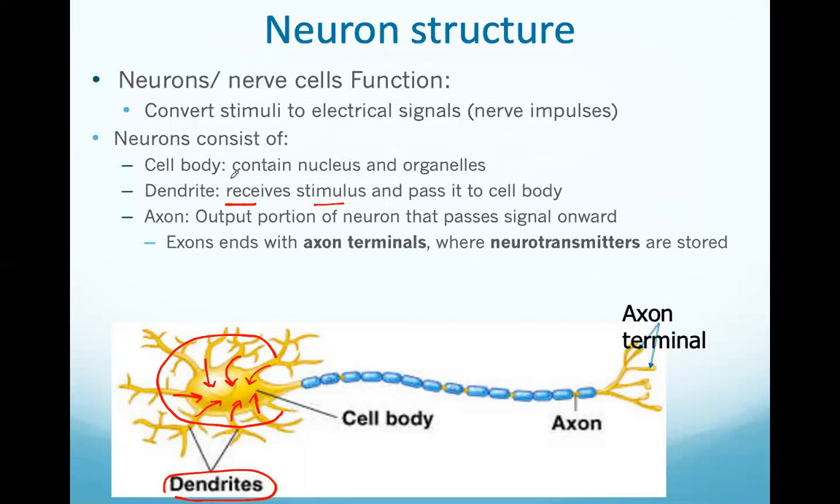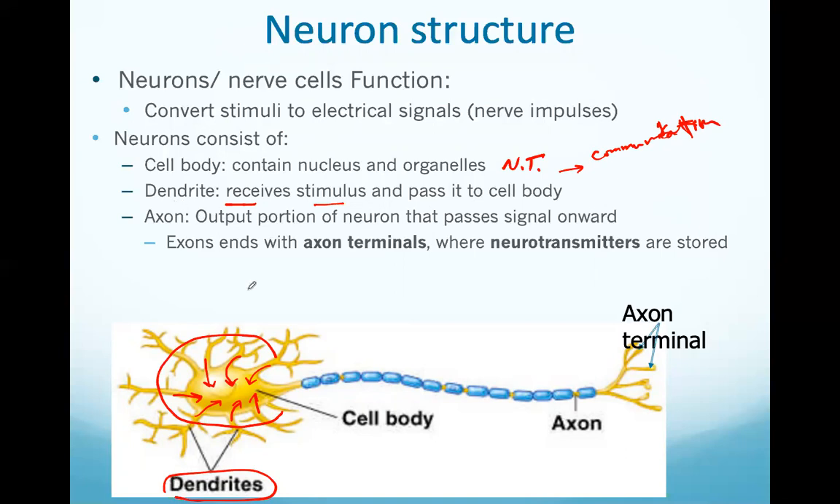What's the importance of the cell body? The cell body produces specific proteins called neurotransmitters. And neurotransmitters basically allow for communication.